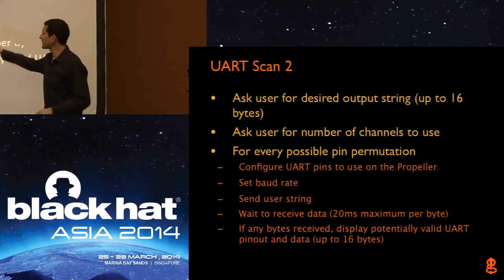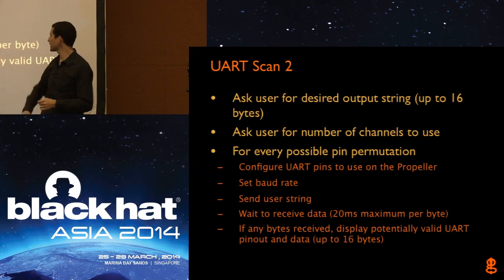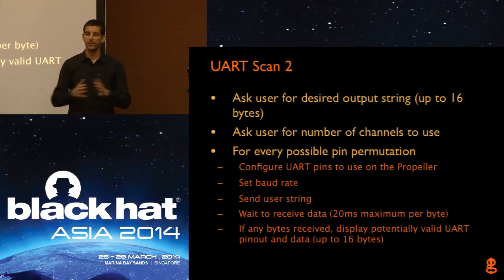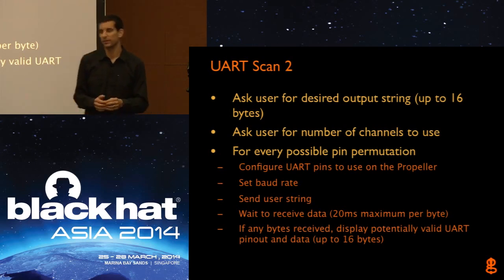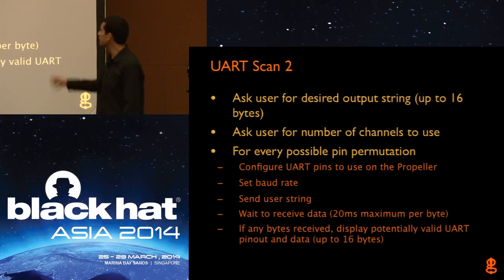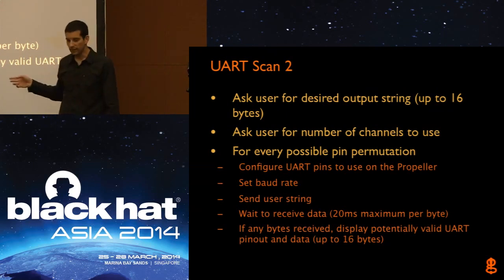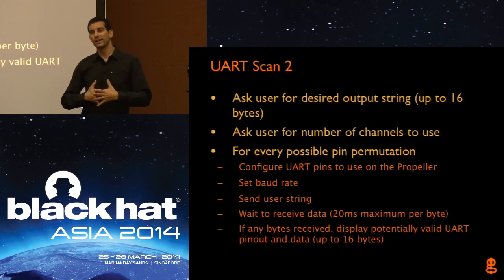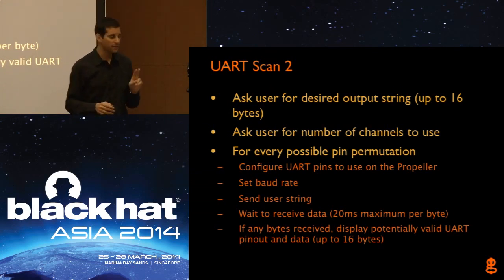Since we're sending a string, we're going to wait up to 20 milliseconds to receive a byte back, which is pretty long in computer time. If you don't get a response back on that pin within 20 milliseconds, we assume it's not a valid UART. If any bytes are received, we show the first 16 bytes that the target is sending back to us. And again, if it's not the valid baud rate, you might still see data. Then the human, you, will go through and choose the one that seems to be the most valid, or try those. But at least you have that pinout, and that's the key.